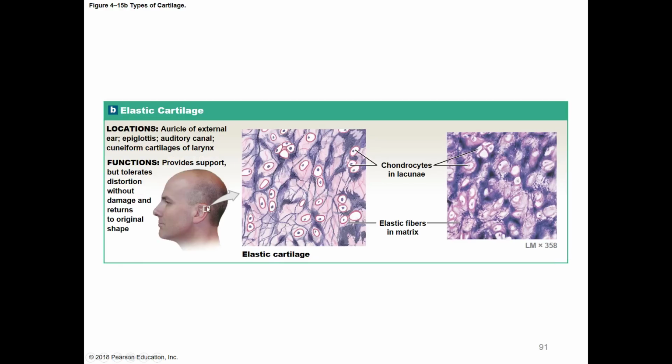Elastic cartilage, like in the ear, is going to be similar. We're still going to have a matrix and we're still going to have chondrocytes, but what we've added here are elastic fibers, which is what makes this cartilage a lot more bendable.